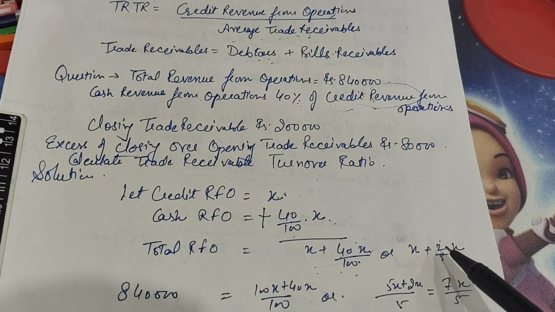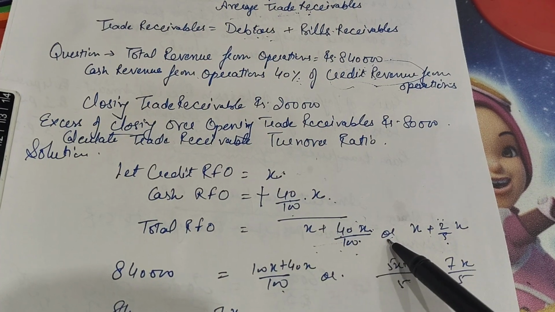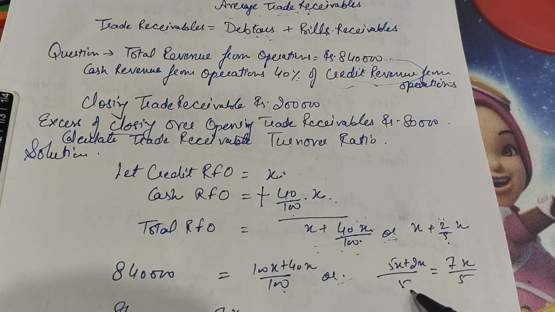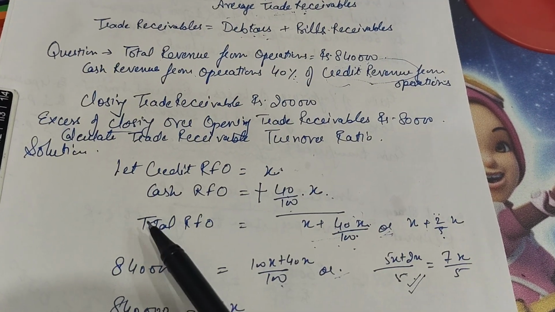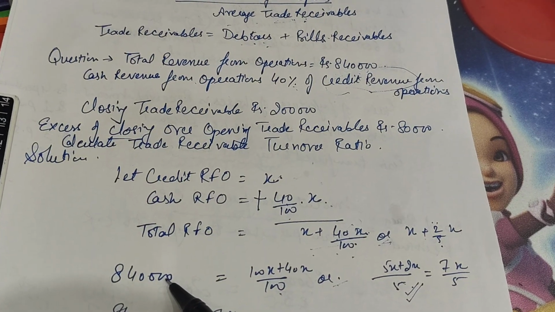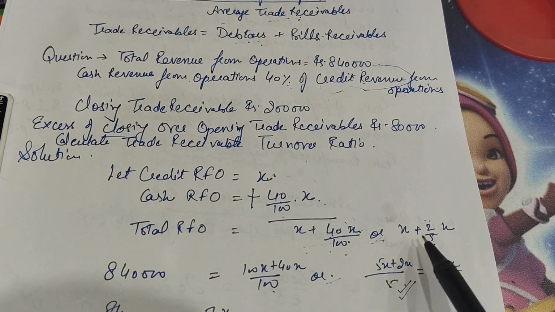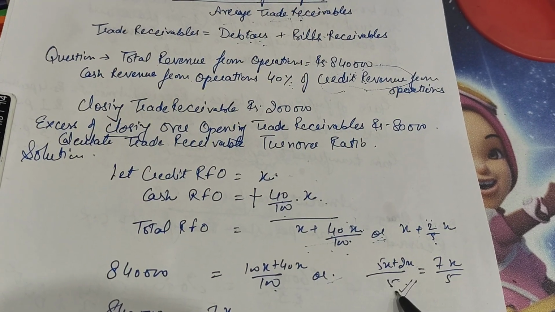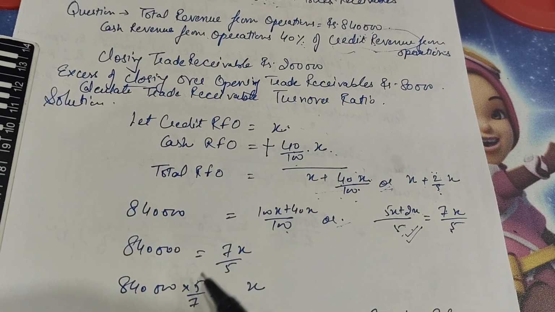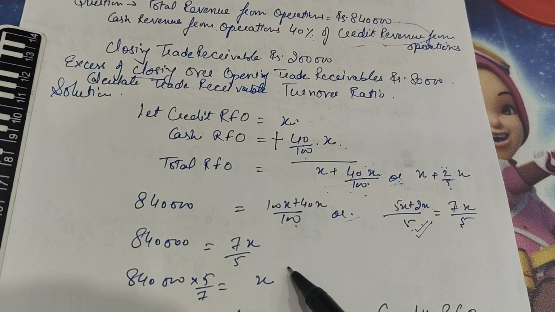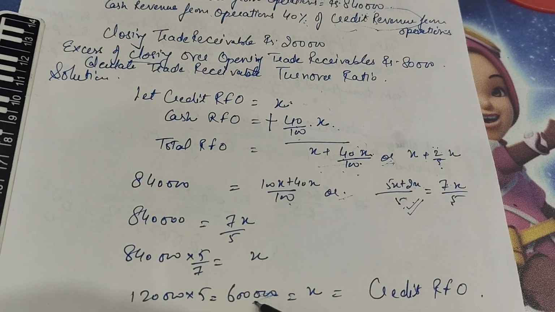Now it's your wish whether to cancel it: 40 upon 100 would be 2 by 5. You can take the LCM here also, any way you can follow. I prefer this way because it is a shortcut method through which the calculation will be easy. So the total revenue from operations 8,40,000 equals X plus 2 by 5 X. Taking 5 as LCM, it would be 5X plus 2X upon 5, then 7X upon 5. Taking this 5 in multiplication form and this 7 in division form, what is the X value? The credit revenue from operations we got from here is 6 lakh.